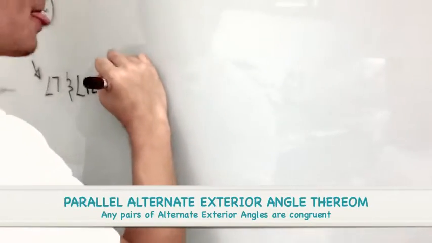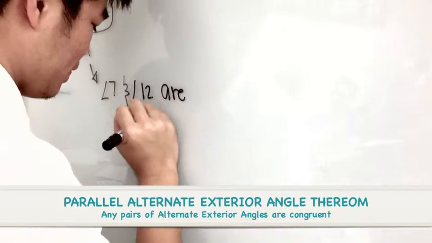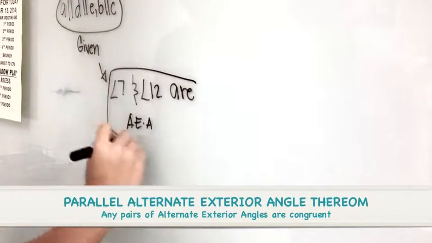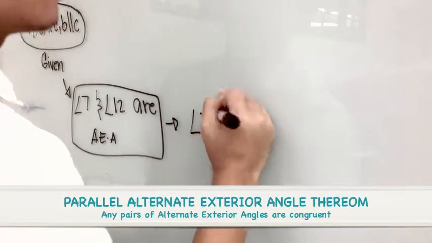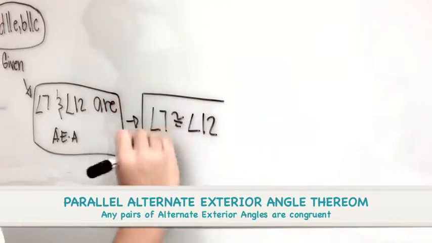Angle 7 and angle 12 are alternate exterior angles, which fall under the parallel alternate exterior angle theorem, which is when any pairs of alternate exterior angles are congruent.